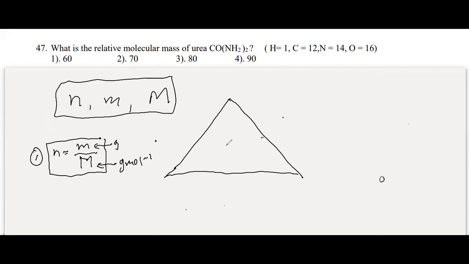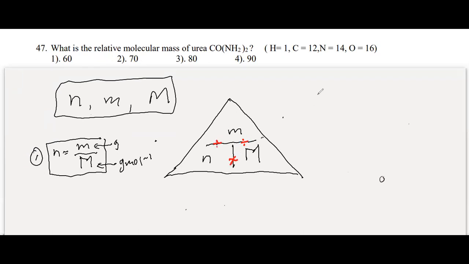So I will relate this to the triangle. Now if you want to find the number of moles, simple M divided by capital M, you get the moles. Imagine now I want to find the unknown. I put division here so you can easily understand. If this side you get division, this side also division, and this side you get multiplication, right?